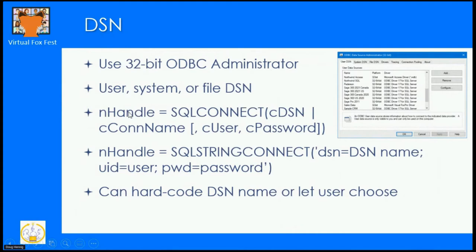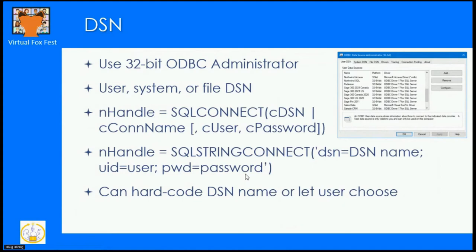Now, another way that you can connect using a DSN is using the SQL string connect function that we saw a couple of minutes ago. But here, your connection string is DSN equals and then the DSN name. And then again, optionally, a username and password.